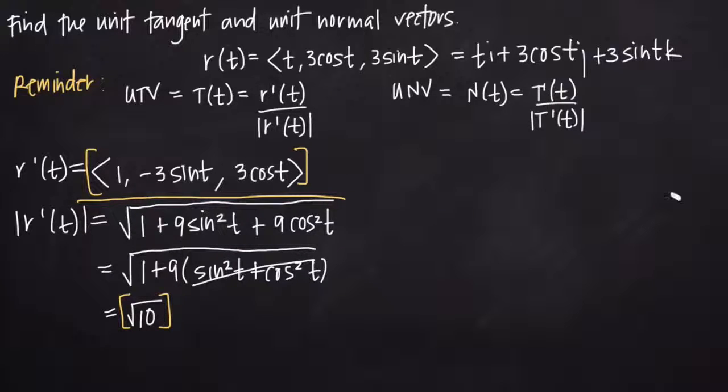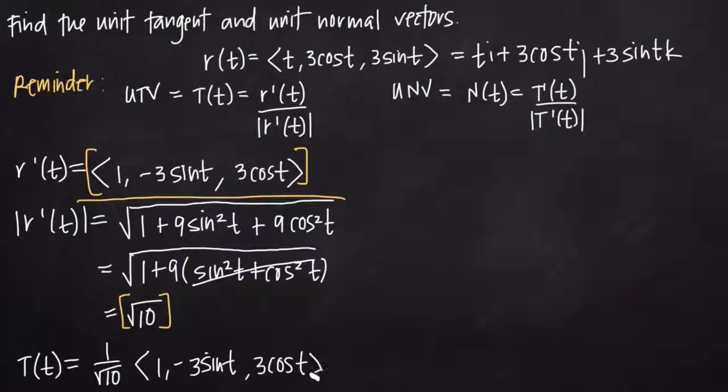But instead of writing it that way, we're just going to pull this square root of 10 out in front, and we're going to say that the unit tangent vector, capital T of t, is going to be 1 over square root 10, we pulled that out in front, multiplied by these components, 1, negative 3 sine of t, 3 cosine of t, like that, and that's how we'll define the unit tangent vector.